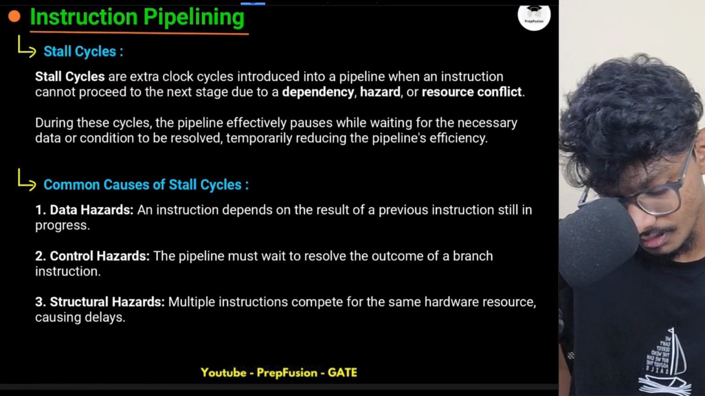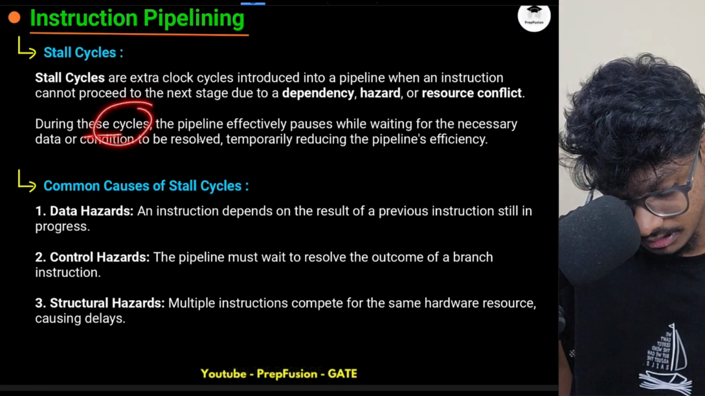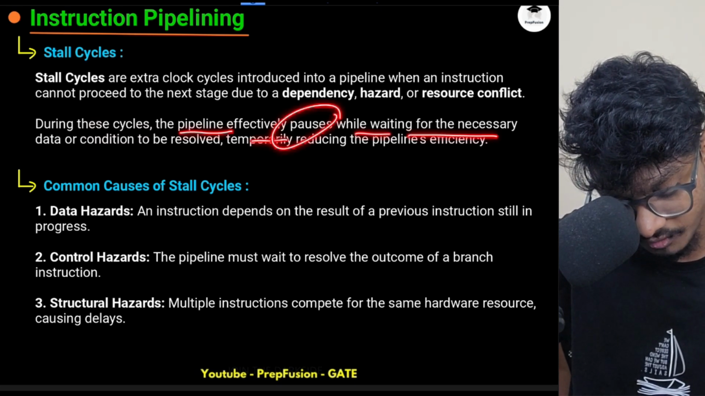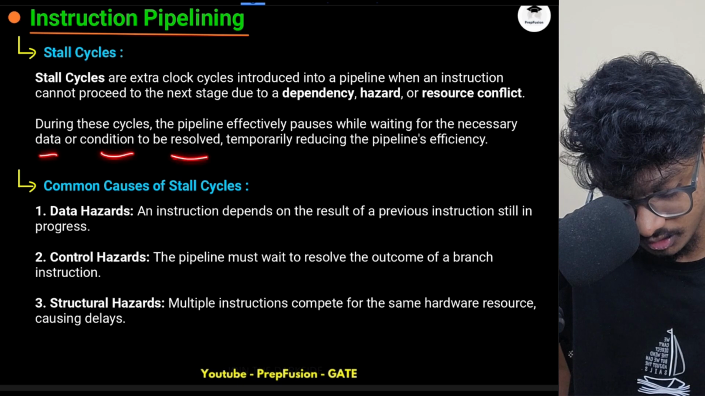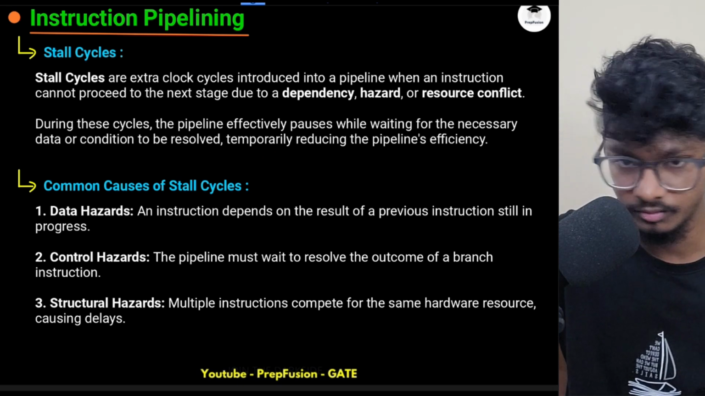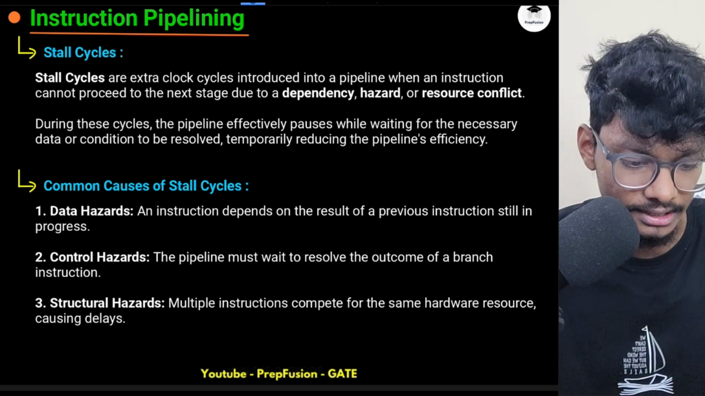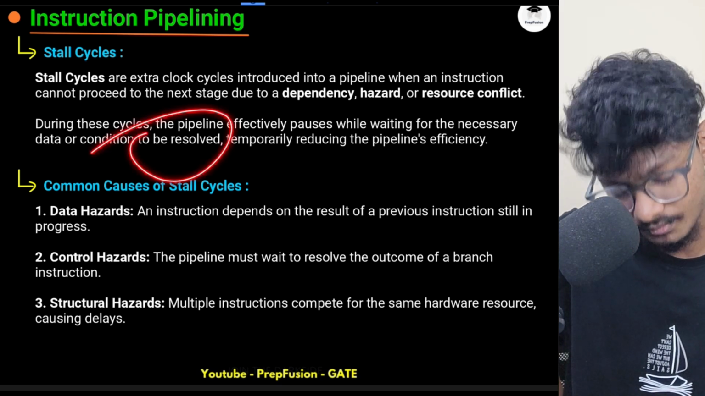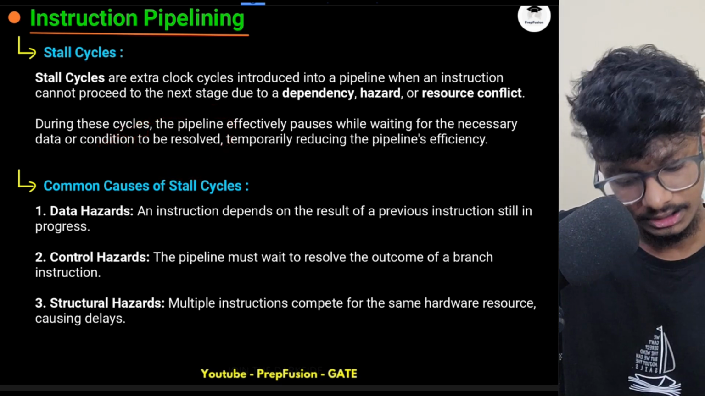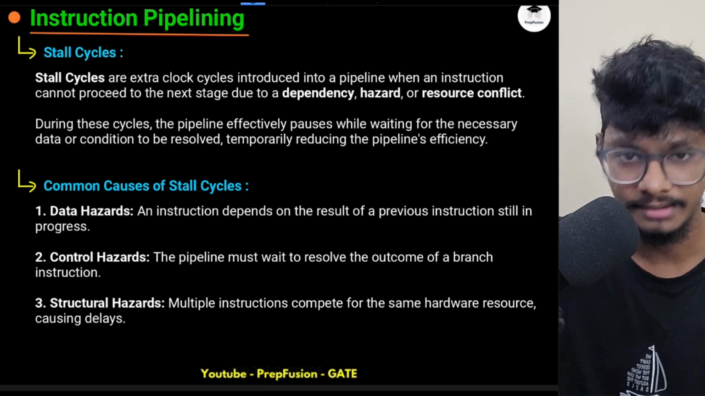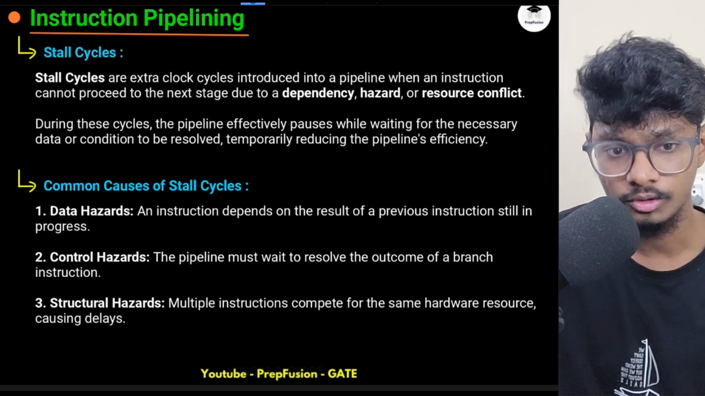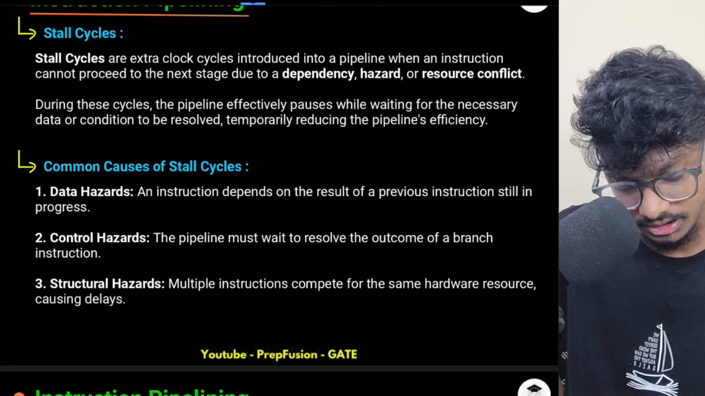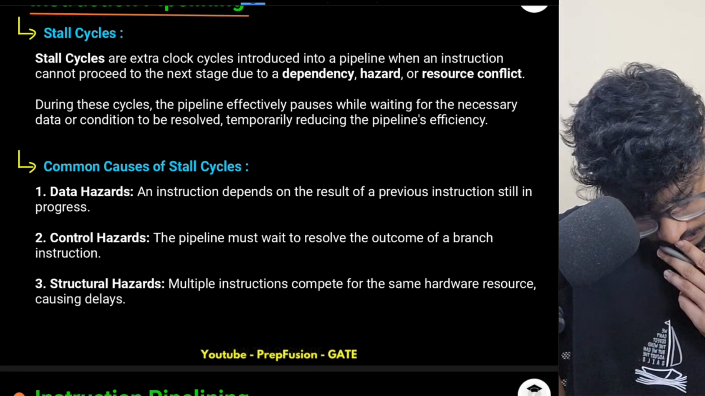During these cycles, the pipeline effectively pauses while waiting for the necessary data or condition to be resolved. We pause our operation until the condition has been resolved, then only we resume our pipeline. This temporarily reduces pipeline efficiency because throughput reduces, right? The overall execution time increases, throughput will reduce. So, common causes of stall cycles.